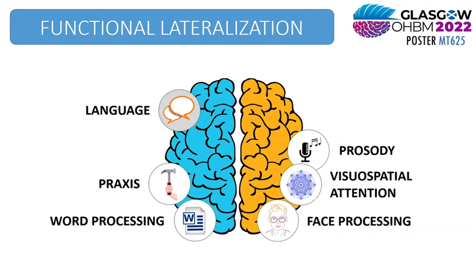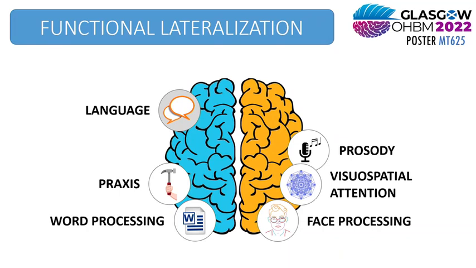However, language is not the only function that has been described to be hemispherically specialized. We have some other examples like prosody, praxis, visuospatial attention, face processing, and word processing if you want to take it away from language. And this raises the question of what happens with these functions when language is not lateralized in the left hemisphere.